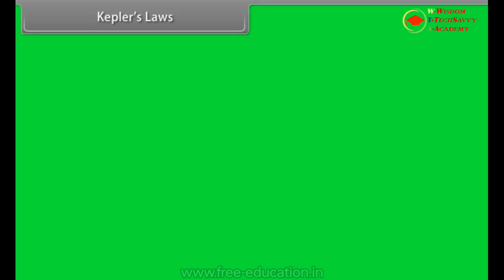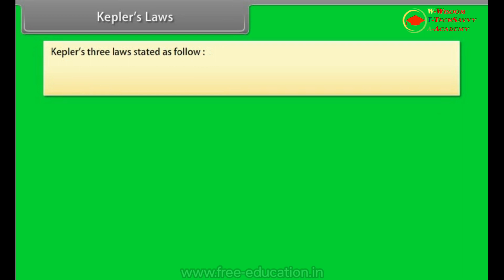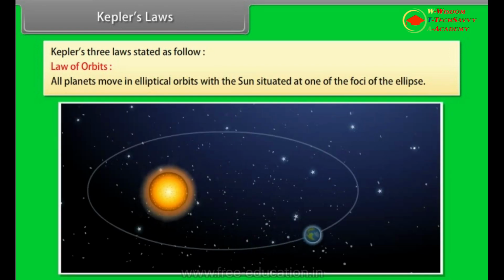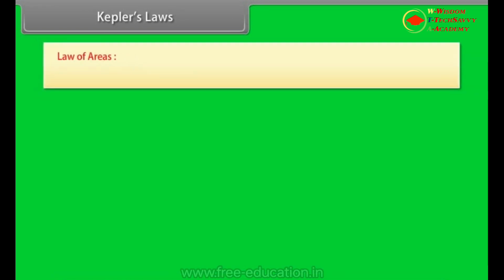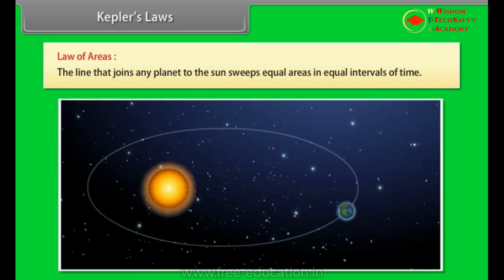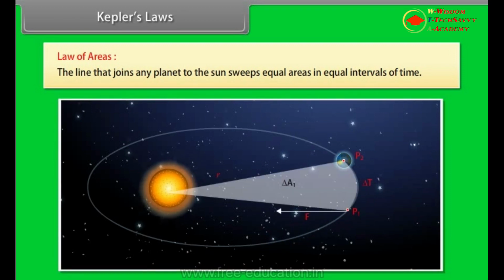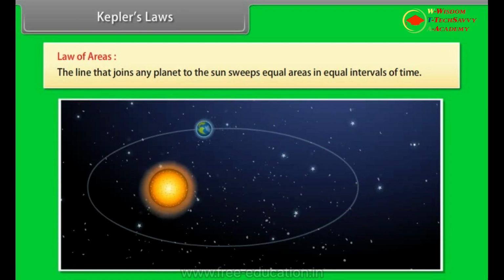Kepler's laws. Kepler gives three laws. They are stated as: Law of orbits. All planets move in elliptical orbits with the Sun situated at one of the foci of the ellipse. Law of areas. The line that joins any planet to the Sun sweeps equal areas in equal intervals of time.